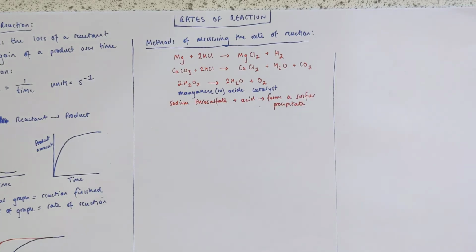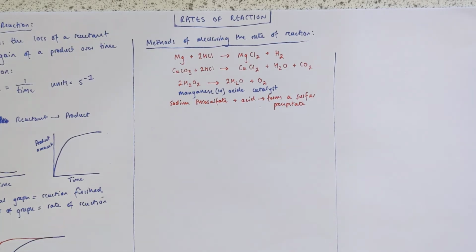The last reaction is a little bit different in that you're not actually required to know the equation for it, but it's a reaction between sodium thiosulfate and acid, and what's unusual about this reaction is that it forms a cloudiness or a yellow sulfur precipitate as the reaction takes place.